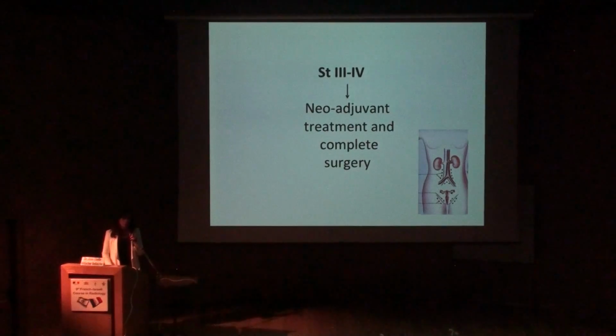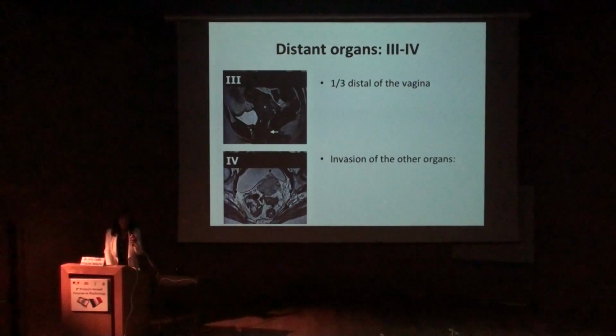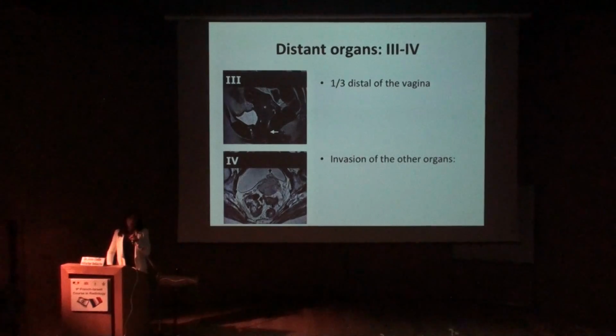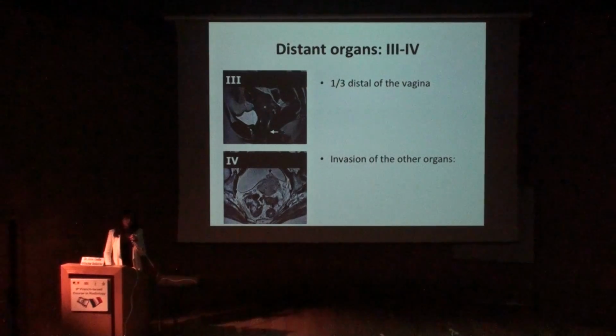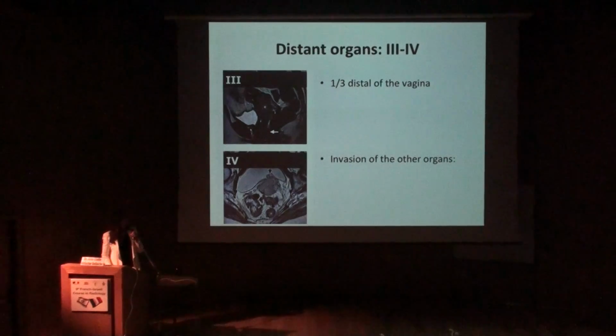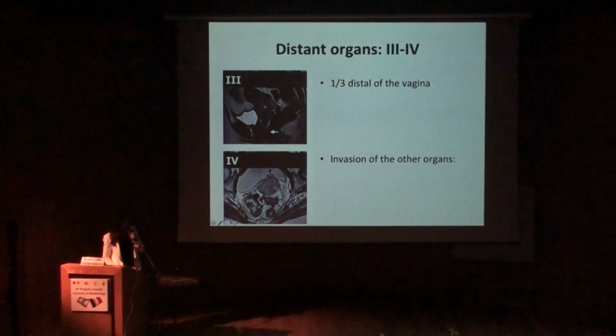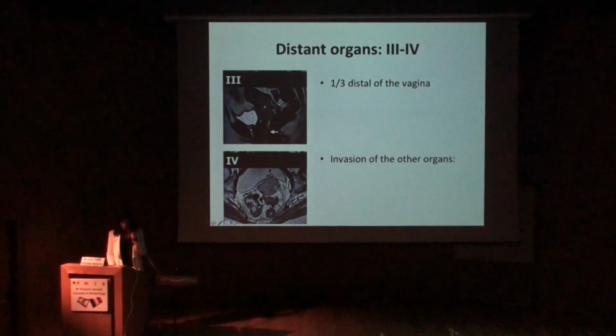For the other stages, of course, there will be a complete surgery with lymphadenectomy, which is not so easy for the surgeons to perform. So it is important to say whether or not there is a risk of extension to the other organs. The elements which are very important are the distal third of the vagina, and for example here the extension to the bladder.